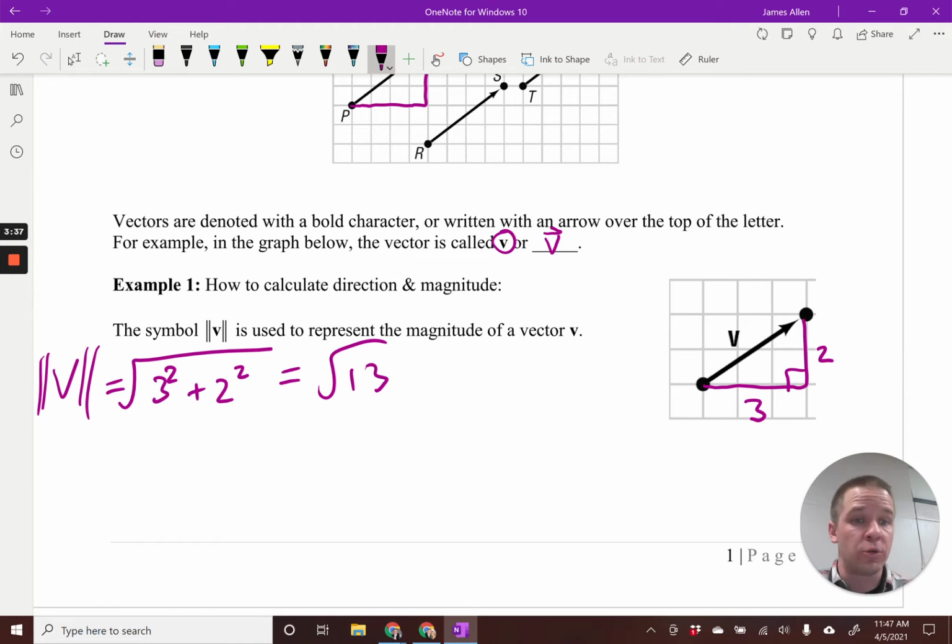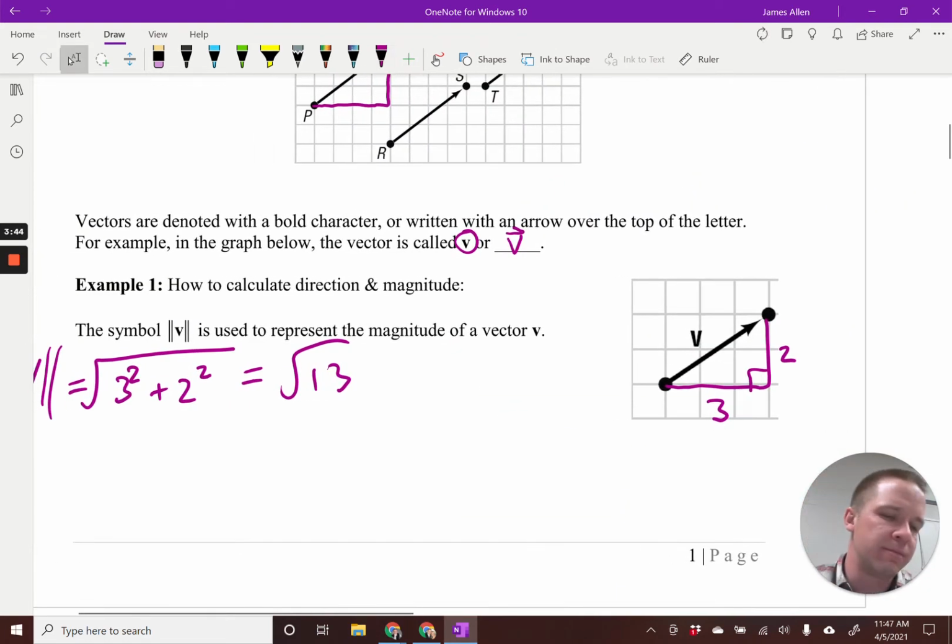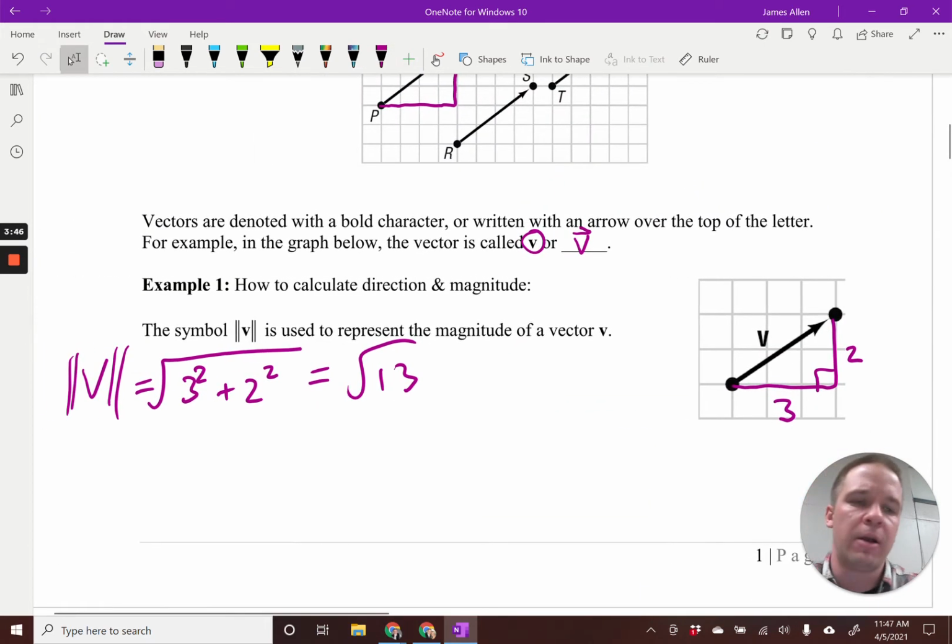Now, how about our direction? What direction are we going in? One direction. And I do know that it's not just Harry Styles for One Direction, okay? Come on, if we're going to pick one picture, it's going to be Harry, you know?